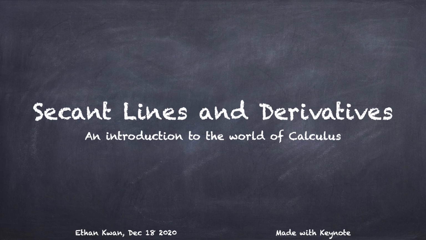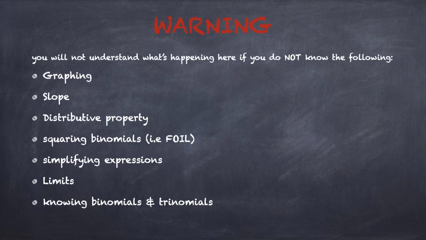Okay, first, before we start, a little warning. You might not understand much of the stuff inside this video if you don't know the following: graphing, slope, distributive property, squaring binomials, or FOIL. If you know FOIL, then you probably know this. Also simplifying expressions, limits, and knowing binomials and trinomials. What are binomials and trinomials? Well, you should probably research that before you come here. If you do know what they are, great. You can move on. I mean, you can watch the video, but it might be a little bit confusing to you.